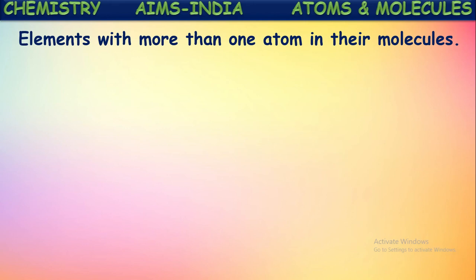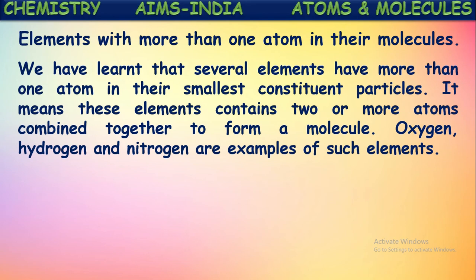Now, elements with more than one atom in their molecules. We have learned that several elements have more than one atom in their smallest constituent particle, which is called a molecule. It means that these elements contain two or more atoms combined together to form a molecule. Yes, for some elements, individual atoms do not exist. These atoms will be combined, one or two or three in simple numbers, so that they form a group of atoms which are called molecules.